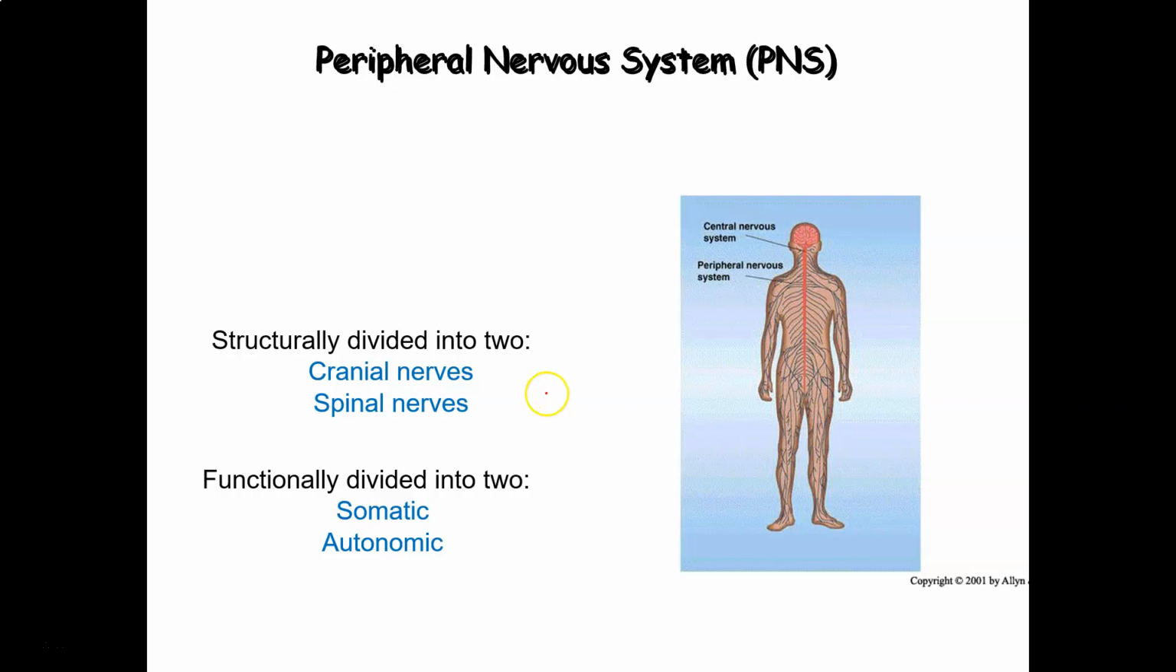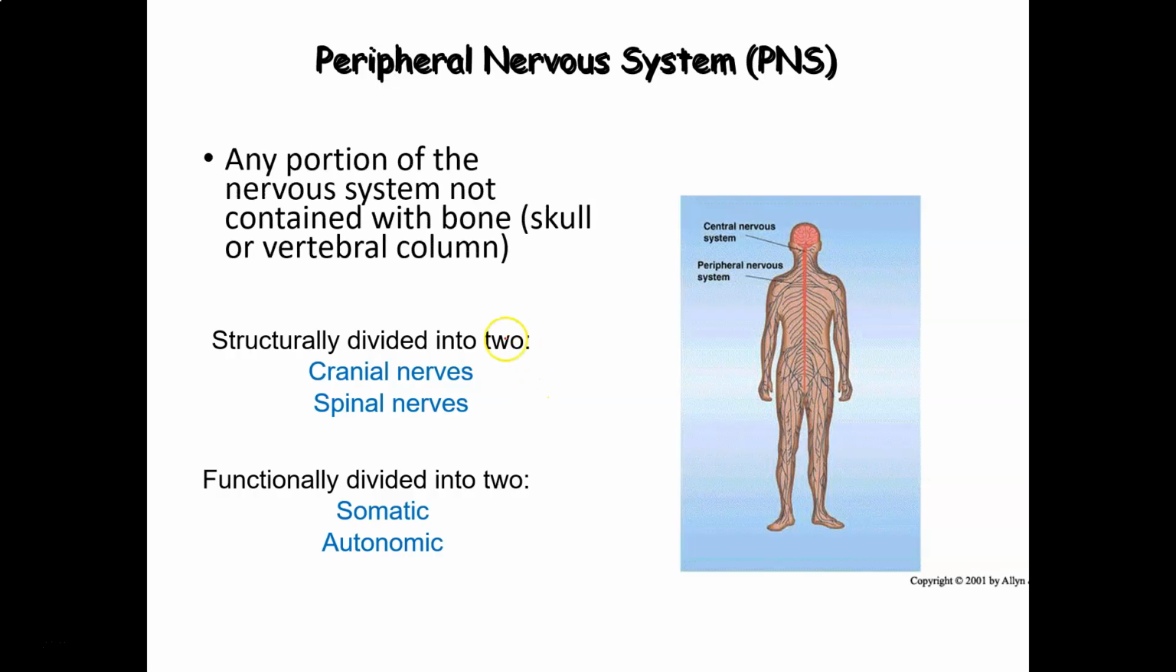Okay, peripheral nervous system, right? We spent a little bit of time talking about nerves and nerve fibers and what they are. The peripheral nervous system is any portion of the nervous system that's not contained within a bone. So here, anything in blue, which are all the nerves of your body, belong in the peripheral nervous system.